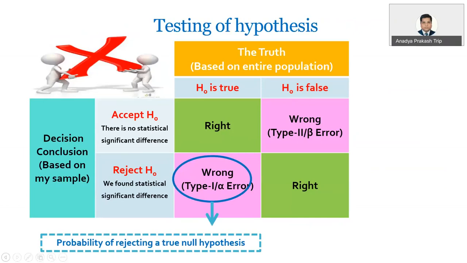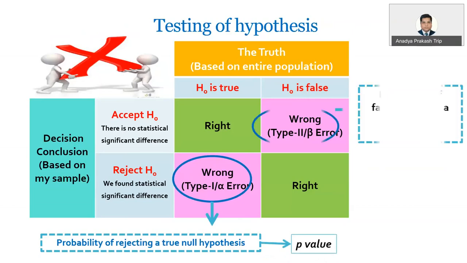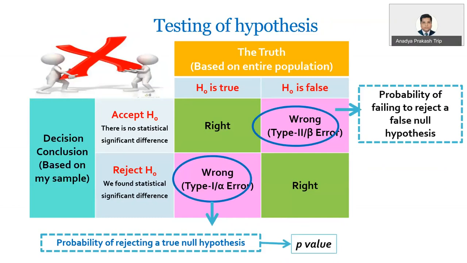In a hypothesis setup, the probability of rejecting a true null hypothesis. True. Population-wise it is true, but I am rejecting based on my sample, and that is my type 1 error. Whatever this error is, computed from the statistics, is the p-value.